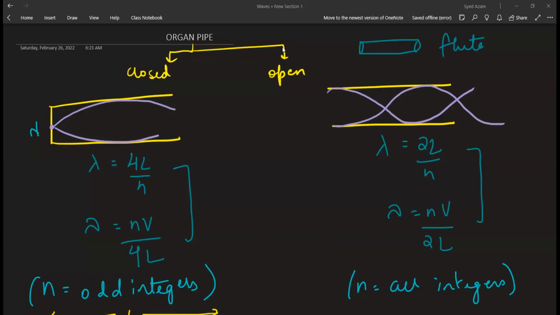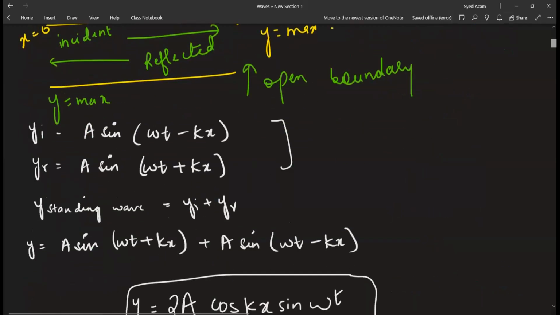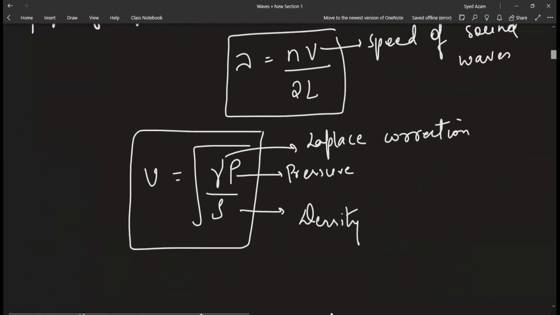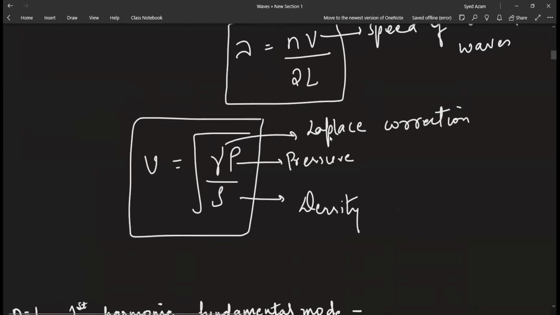So in the last class, we started with the organ pipes that were of two types, closed and open. I think open we have discussed and closed was left to be discussed. Yes, open organ pipe we have discussed. I was at the Laplace correction.